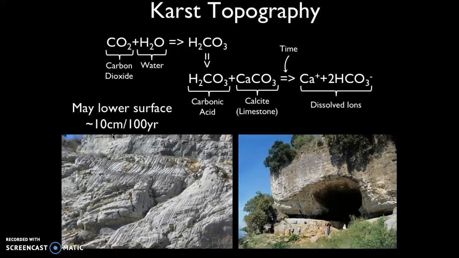So whenever you have limestone or marble or whatever it may be that is susceptible to this acid rain, you are most likely going to have this type of karst topography.